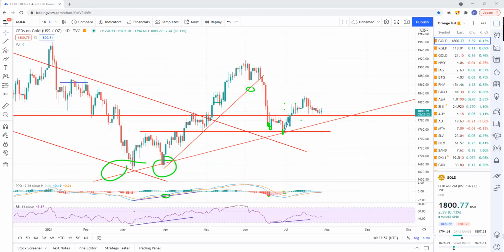Okay, let's talk about the Fed. Fed's coming out here in about an hour and a half. So I think the way the market's set up is there's going to be no rate hikes. That's what is anticipated, no rate hikes.